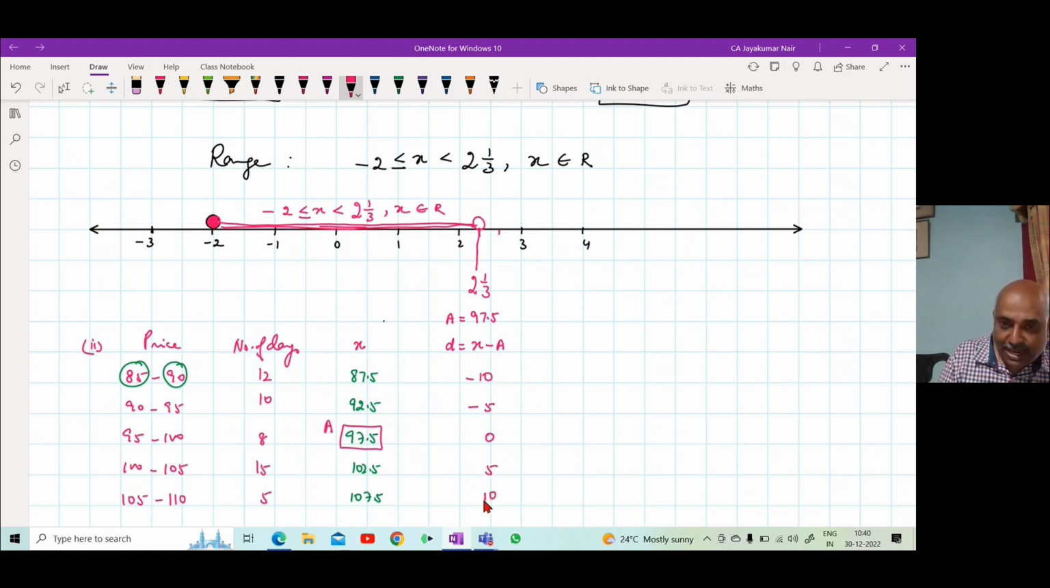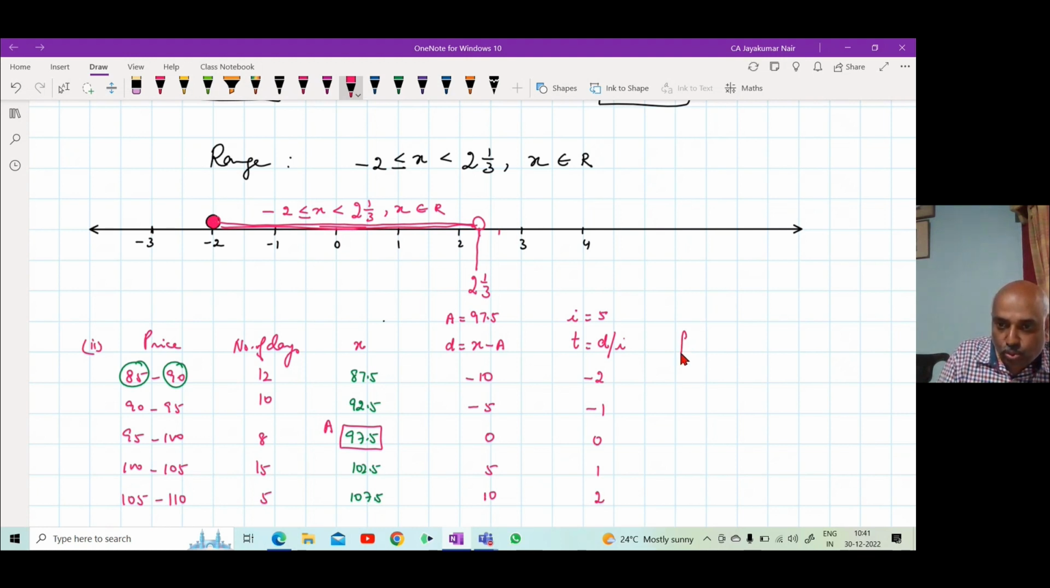And I understand that all these are divisible by 5. So I'll take I is equal to 5 and I will find what is t value. T value is d over I. That means whatever is the deviation, that deviation divided by 5. So it'll become minus 2, minus 1, 0, 1, and 2.